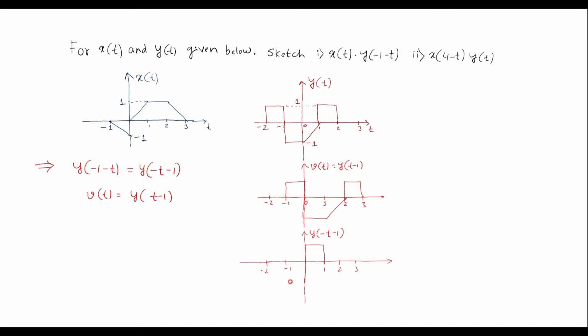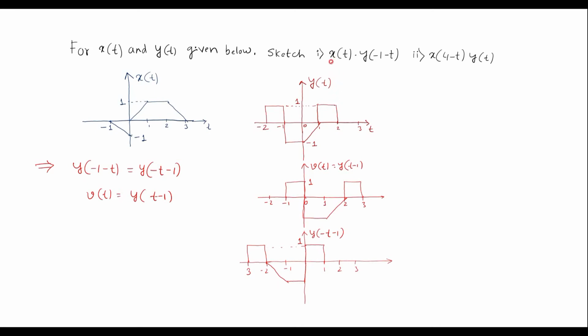So 0 to 1 will be here, and there is a ramp signal from 1 in between 1 and 2, that is ramp signal will appear here, and here we have the pulse signal. So this amplitude is 1.